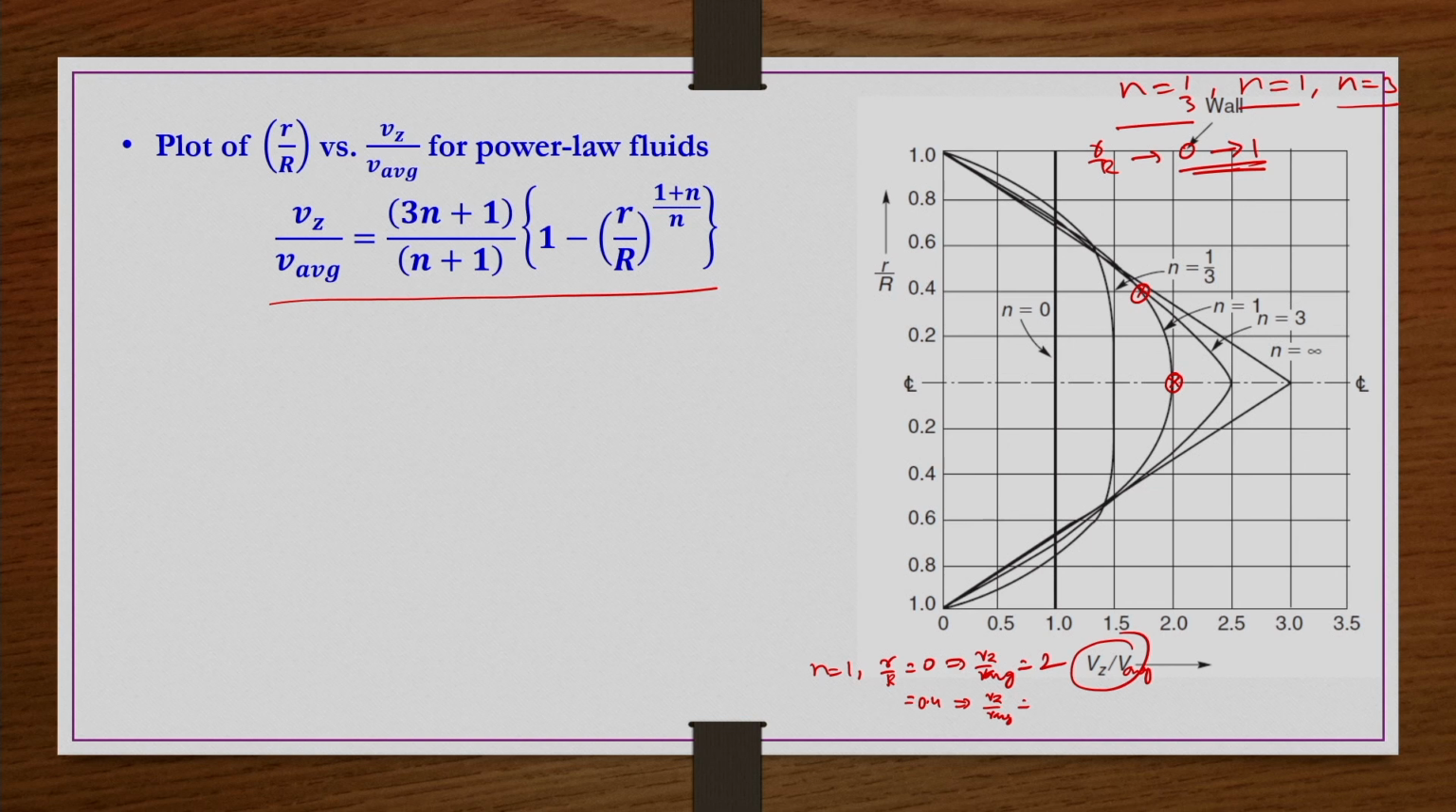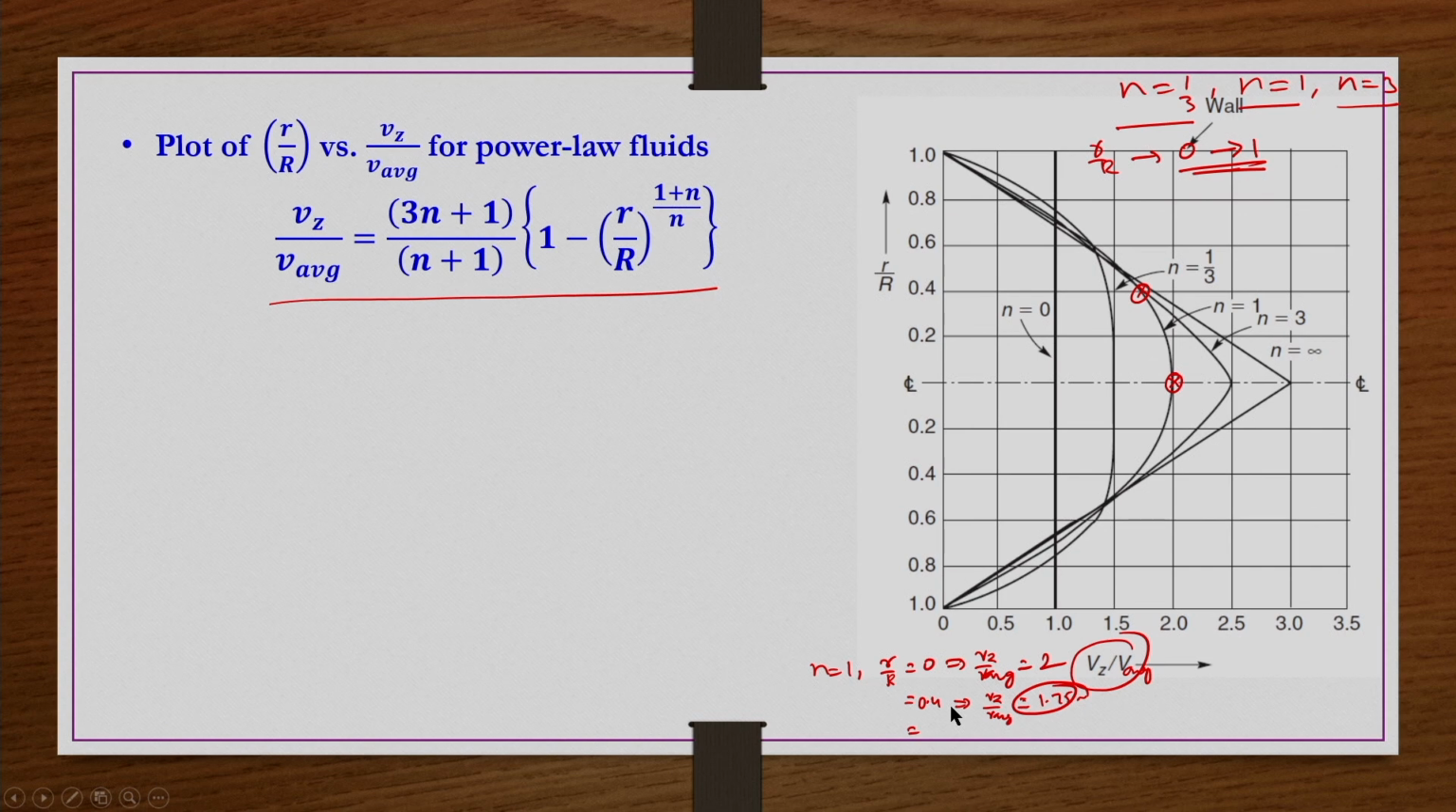So, next what you do, like that you keep changing the data points. Let us say you take r by R equals 0.7 or something like that. When r by R equals 0.4, Vz by V average for the Newtonian case we are getting roughly 1.75 or 1.8. So, that point is this one.